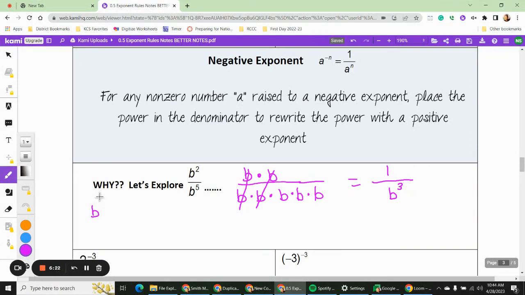Or if you use a rule that we had earlier, b to the second power over b to the fifth power, we can subtract those exponents. 2 minus 5 gives us a negative 3. So I have b to the negative third power. Now I can see that b to the negative third power is the same thing as 1 over b to the third power. So if we have a negative exponent, we can go ahead and move it to the denominator and make it positive. Pause for a moment and just look back at that and think about what that means. See if you can see the connection there.